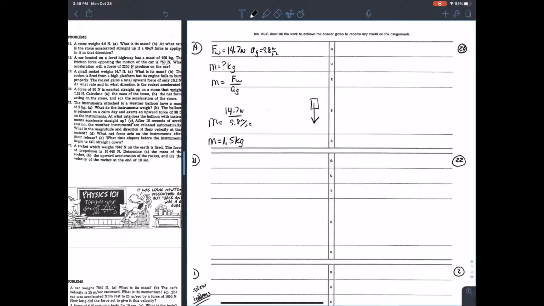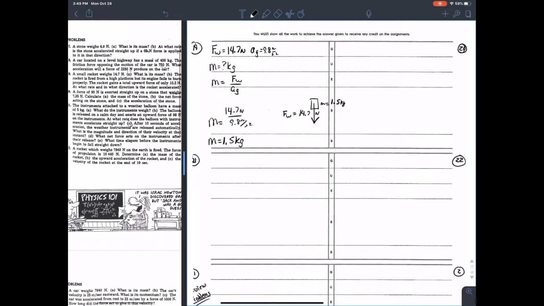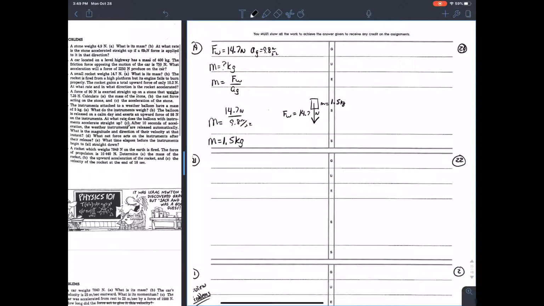All right, now that rocket, if we do a free body diagram of that, that means that this value right here, since that's the weight of the object, we have FW equals the 14.7 newtons. The mass of this thing is 1.5 kilograms. All right, and it says that the rocket is fired from a high platform, but the engine fails to burn properly. The rocket gains an upward force of only 10.2 newtons.